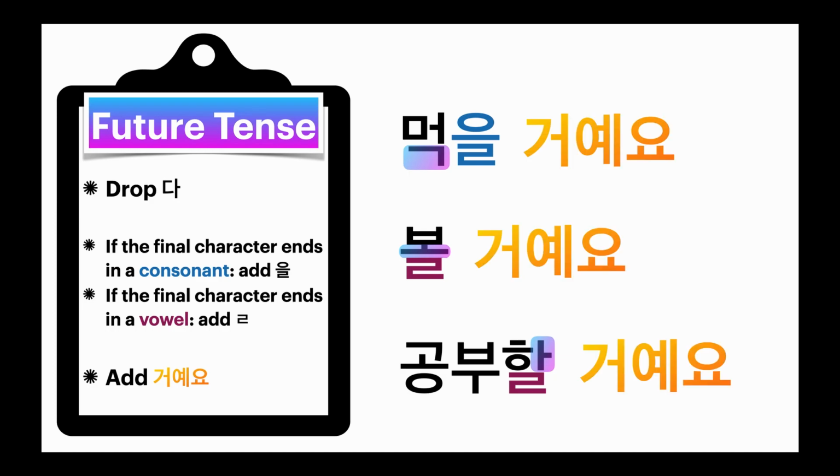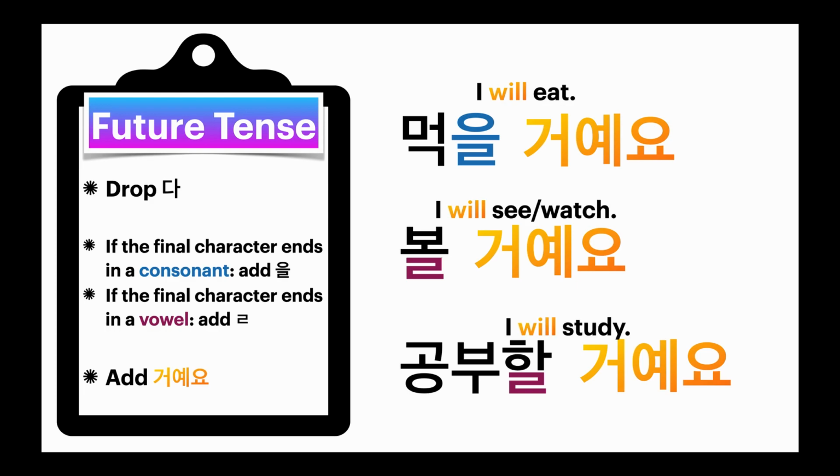Notice that this is already polite because we've already got the yo at the end. Now, technically, there is a space here, although you will sometimes see Korean people write it without a space, especially in informal situations like a text message. Okay, repeat after me. 먹을 거예요. 볼 거예요. 공부할 거예요. I will eat, I will see or watch, I will study.